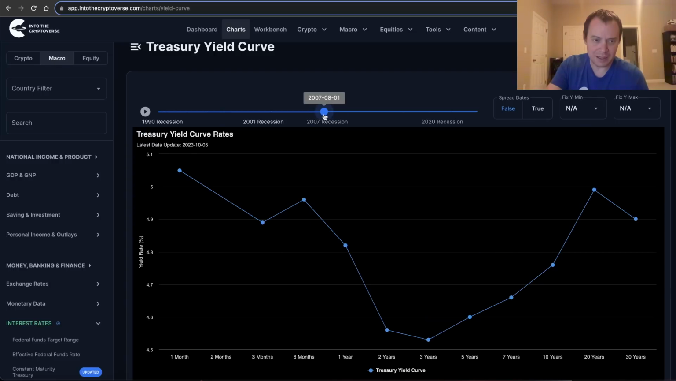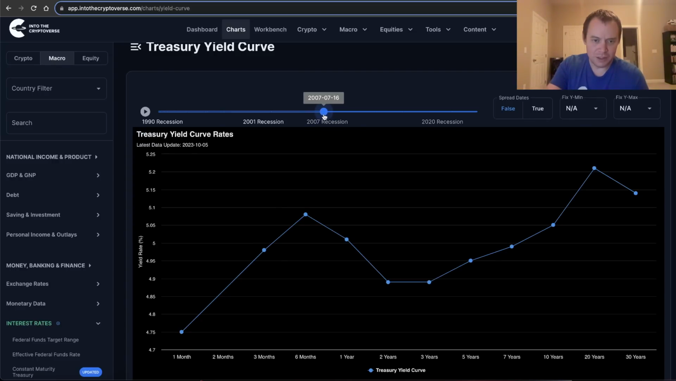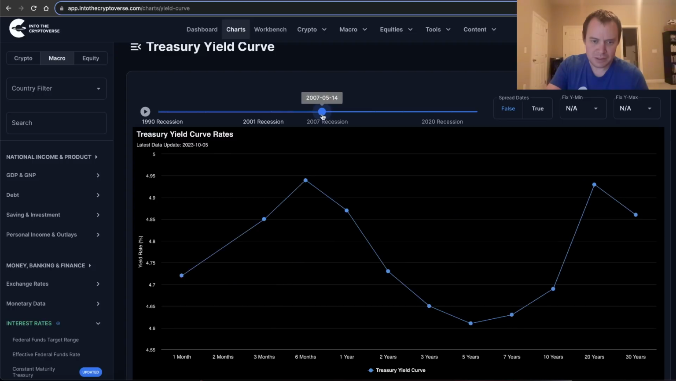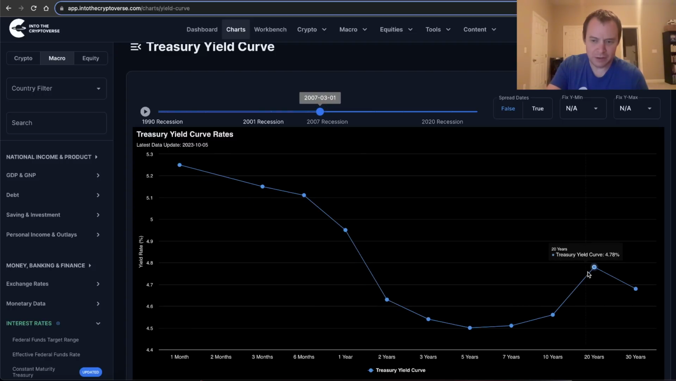So let's roll it back again. Inverted yield curve here, where the long end of the curve is between 4 to 5%. This is in March of 2007. Short end, about 5 to 5.2. Long end, approximately 4.5 or so.